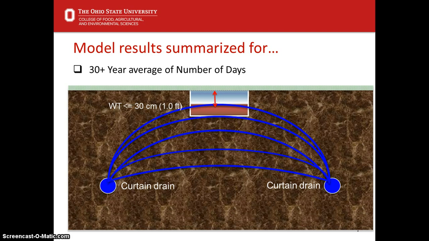And the same way we have results summarized for the number of days the water table was within about 1.5 feet from the surface. And then we also have summarized results for the water table that was between 0 and 60 centimeters from the surface. And we also summarized results for the water table to remain within the first 2.5 feet from the surface, and the last one was for about 3 feet from the surface.